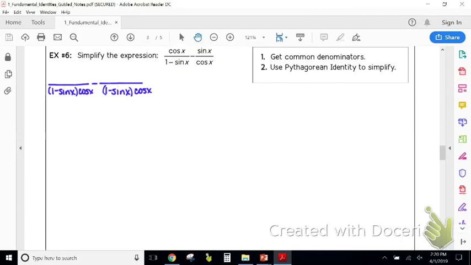My original first fraction was cosine of x over 1 minus sine. What did I multiply that 1 minus sine by? So multiply the top by it. My second fraction was originally sine of x over cosine of x. What did I multiply cosine of x by? 1 minus sine of x. So multiply the top by it as well.